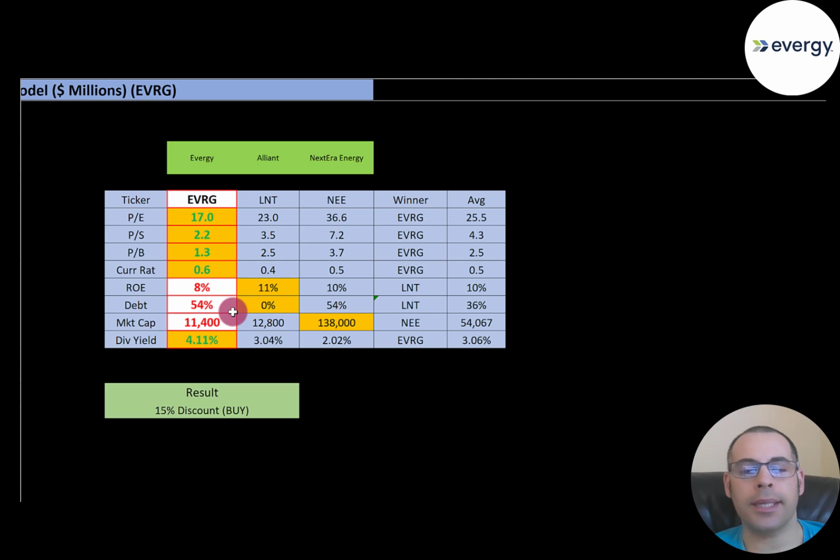So to summarize, I have them trading at a 15% discount. Their ratios look pretty good, and their financials look decent.